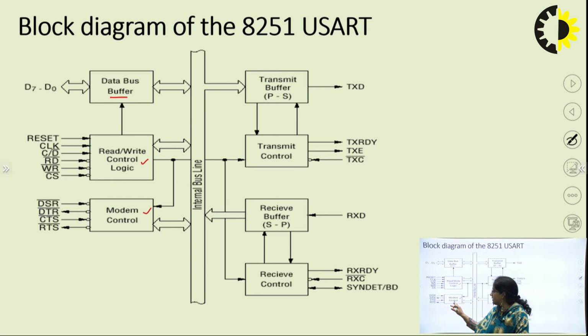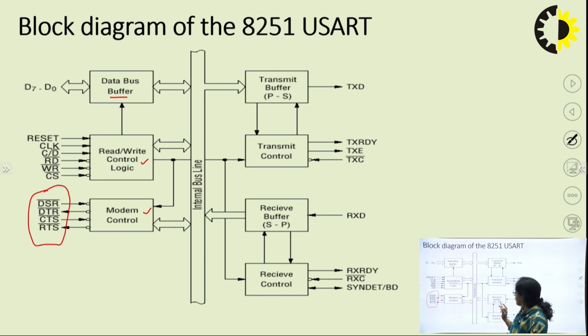And this modem control is used for modulation demodulation control, that is whether data set is ready, transmitter terminal is ready, receiver terminal is ready. So these are some control signals which are generated by this modem control when the microprocessor has to communicate the data. So first the microprocessor has to configure this 8251 using this read write logic.